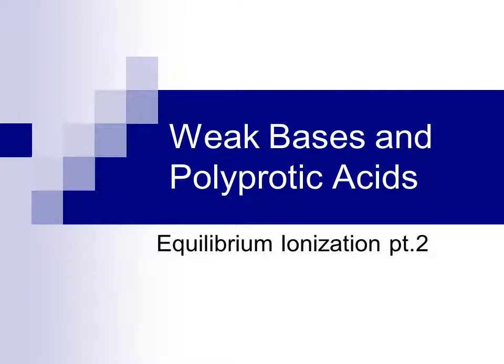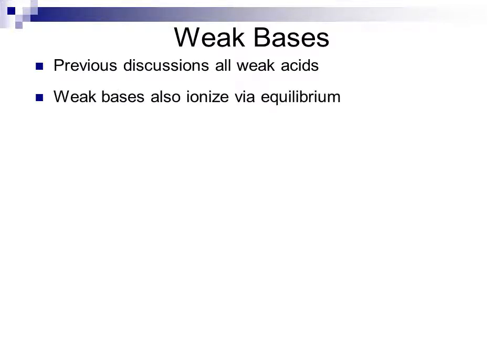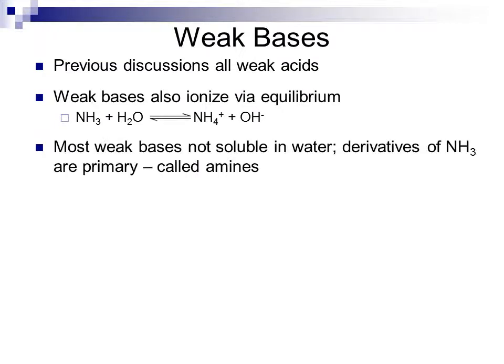Part 2 of our equilibrium ionizations, looking at weak bases and polyprotic acids. Now, up until this point, we've had all of our discussions focused on weak acids. Weak bases will also ionize via an equilibrium process the same way that a weak acid will. For instance, ammonia will ionize in water to form ammonium, NH4+, and hydroxide.